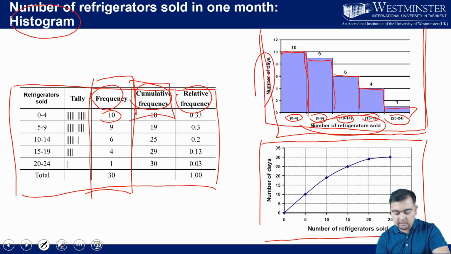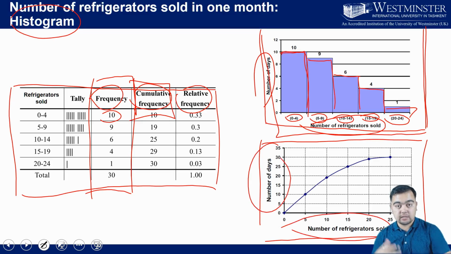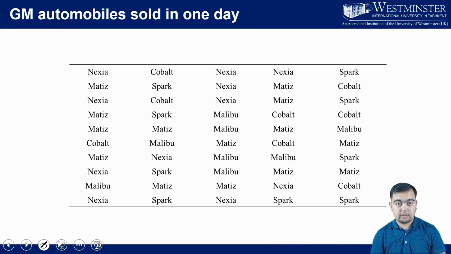So again, the x and y axis, they represent the number of refrigerators sold and the number of days we have in a particular month, right? And then we're going to simply construct a line graph based on the cumulative frequency numbers. Okay, so in that case, what happens is your line graph must start always from 0 and end up to our total number. All right, so this is the other histogram. All right, now let's move on.